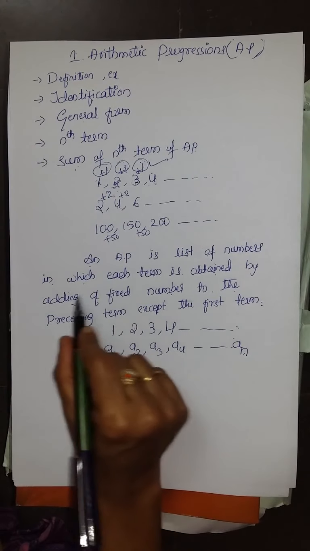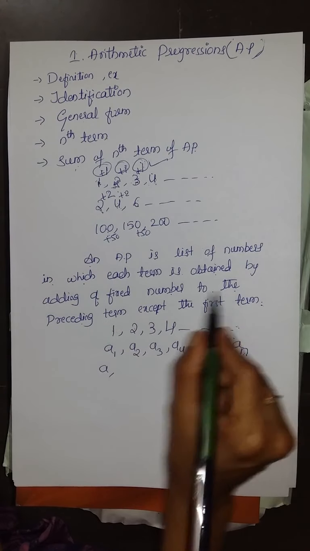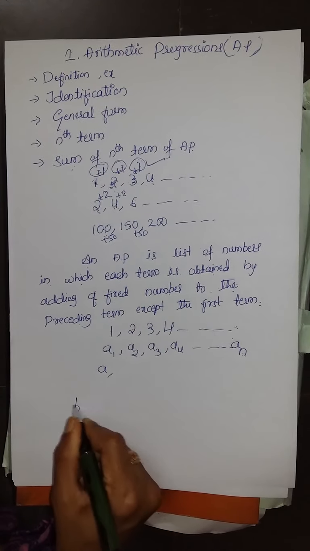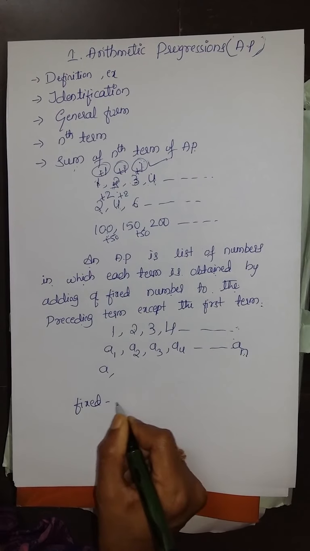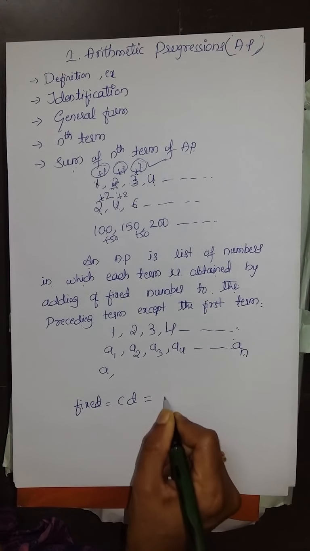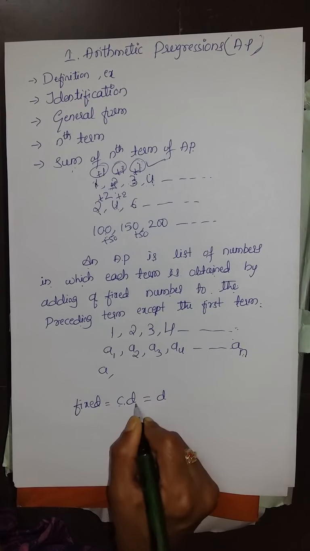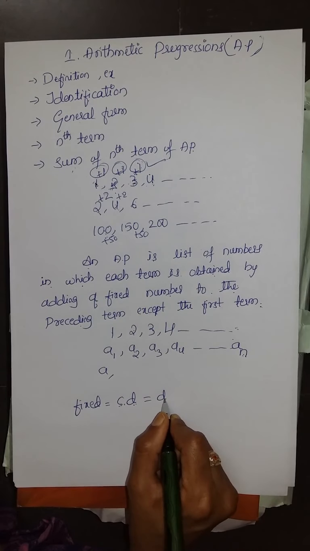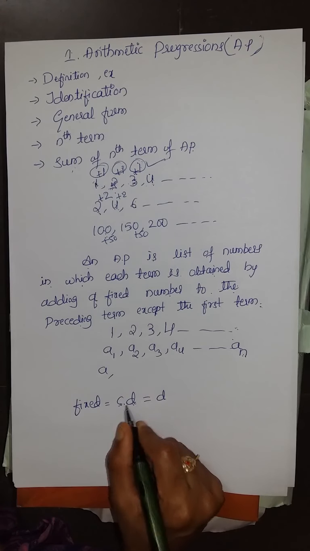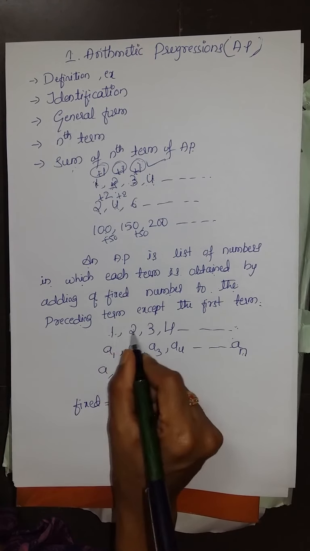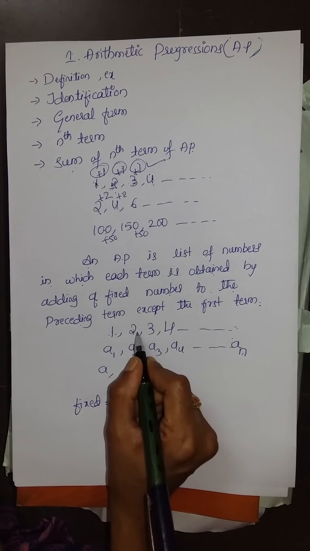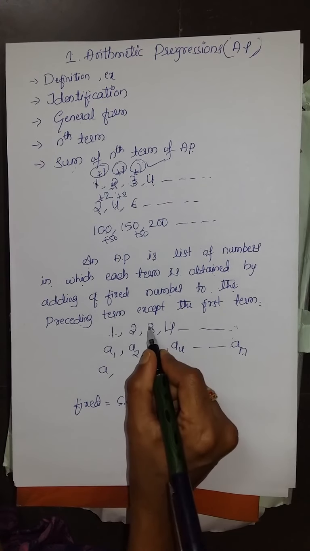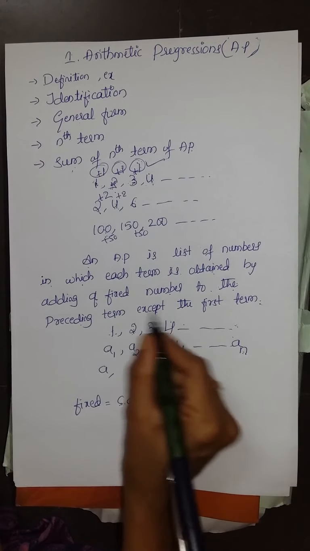Here we need to add a fixed number. This fixed number is called the common difference, CD. We denote this by d. The common difference means the difference between consecutive numbers. 2 minus 1 is 1, 3 minus 2 is 1, 4 minus 3 is 1. So that is what the difference is.